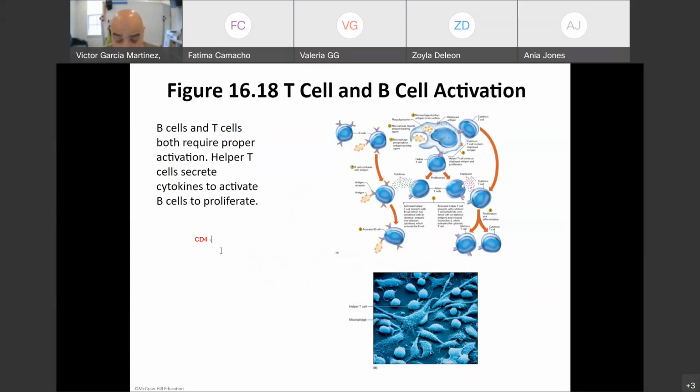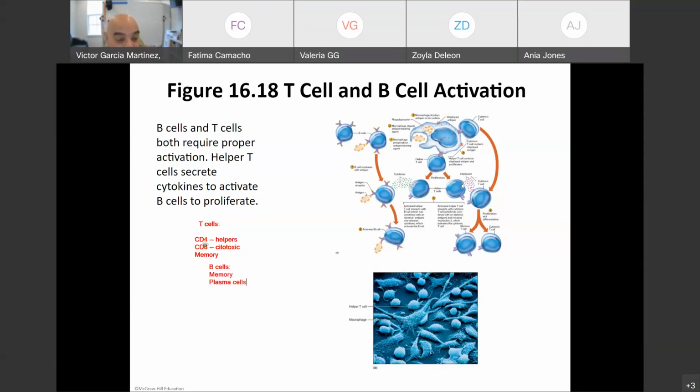CD4. By the way, CD4 is a protein. These are called helpers. We have CD8. And again, CD8 is another protein. And these are called cytotoxic. They are killers. And we have memory cells. Then for T cells, we have three kinds after maturation. For B cells, we have two types. We have only memory cells and plasma cells.